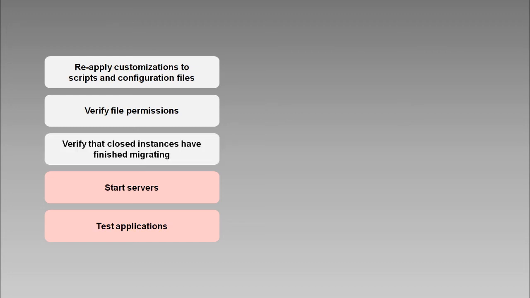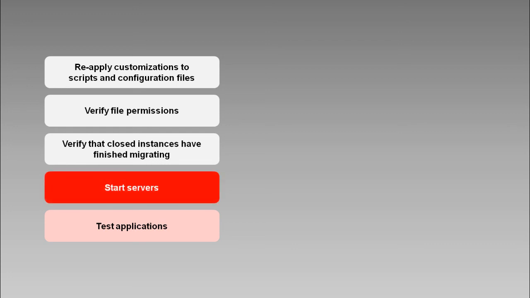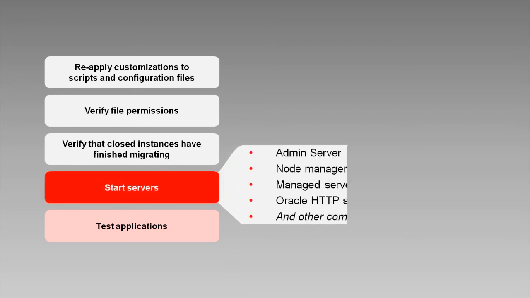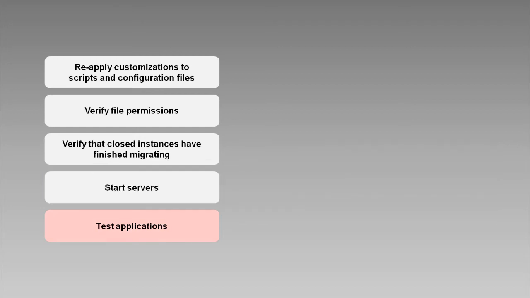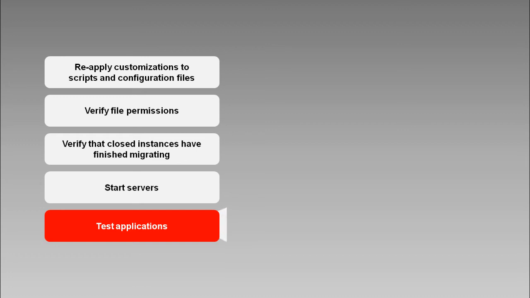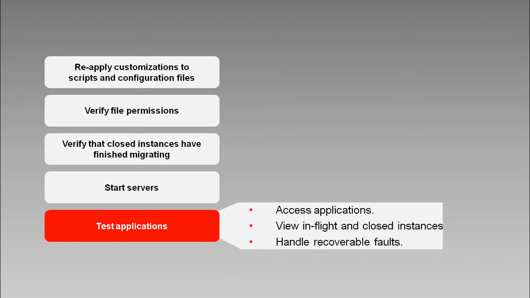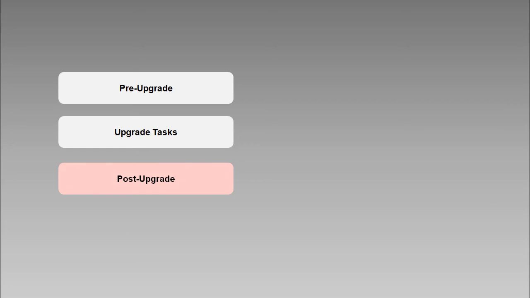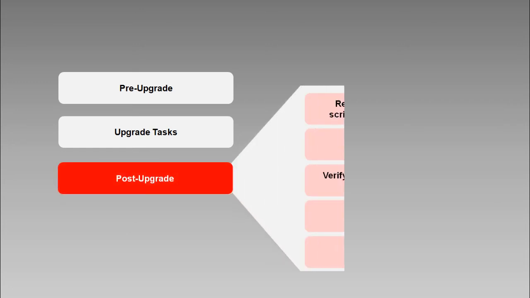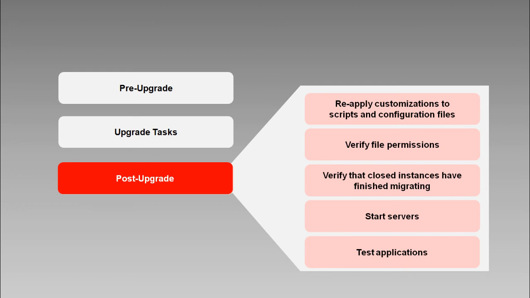At this point, you can start up the admin server, node managers, and managed servers, along with any other components in your environment. When your servers have been restarted, you can access your applications and verify that they work as they should. In-flight instances should be visible and actionable. Closed instances should be visible, and you should be able to handle recoverable faulted instances. So that's a sampling of post-upgrade tasks. As we'll see in the last video in this series, the exact tasks that you perform will depend on your environment and the components that you have installed.